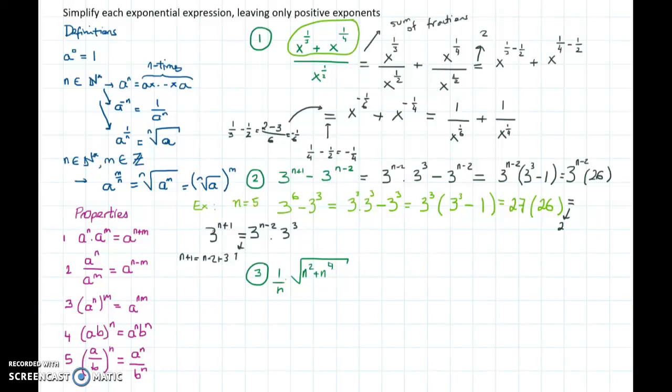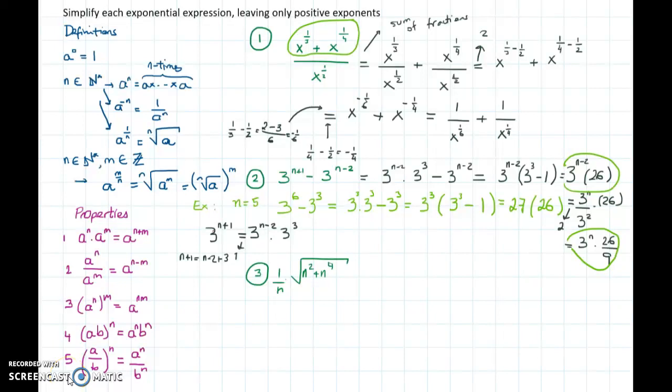We could stop there, or we could go one step further and use our property 2 in the opposite direction. And we could say that 3 to the power of n minus 2 is the same as 3 to the power of n divided by 3 to the power of 2. Yeah, because n minus 2 is n minus 2. So we'll have that multiplied by 26. So this will be 3 to the power of n multiplied by 26 divided by 9. I will accept this expression over here as simplified, but maybe in some sense this is even nicer. It's hard to agree with what it means, like really totally simplified.